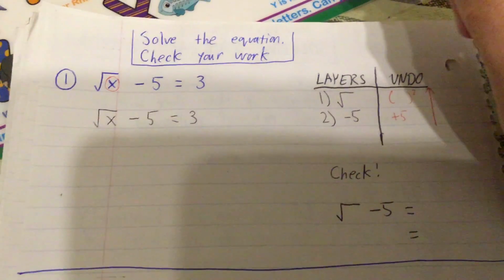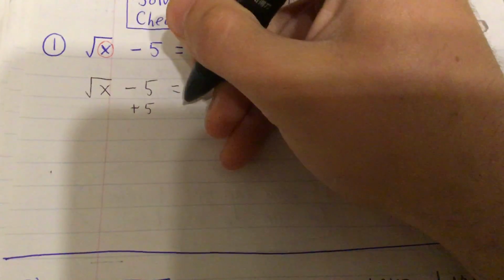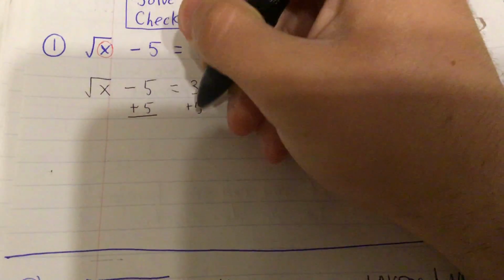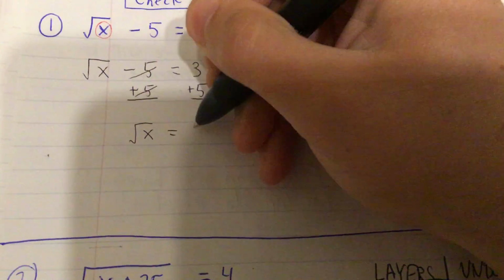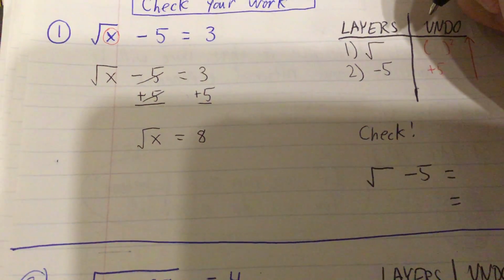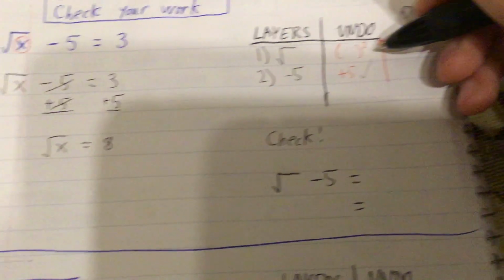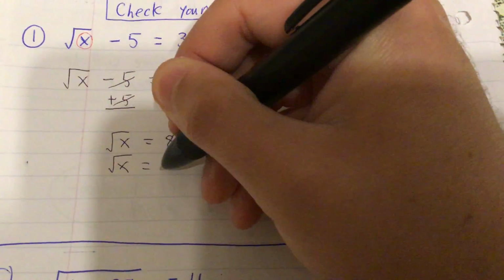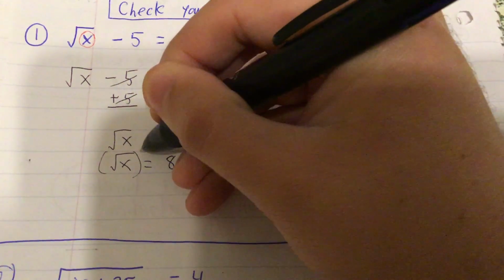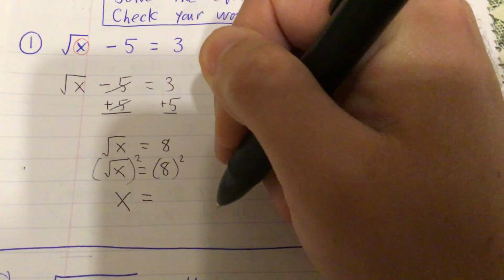So looking at my layers, I'm going to undo both sides by adding 5 to both sides of the equation. Minus 5 and plus 5 get knocked out. So I'm left with the square root of x is equal to 8. Now, once I've cleared the plus 5 layer, how do I clear the square root layer? I'm going to square both sides. So that leaves me with both sides of the equation getting squared. And that leaves me with x is equal to, what is 8 squared?